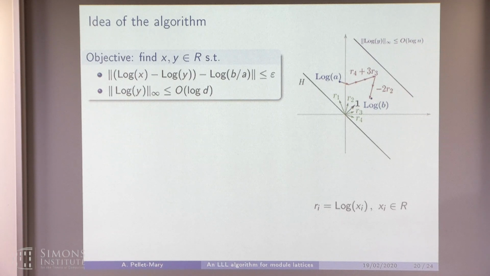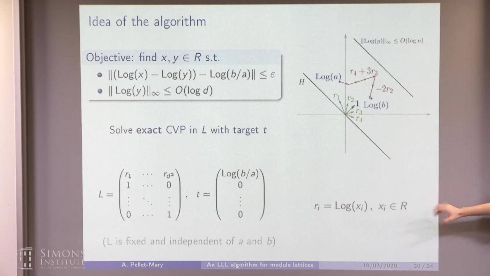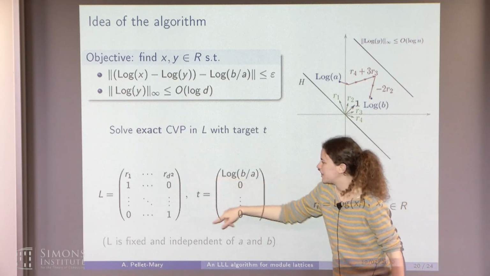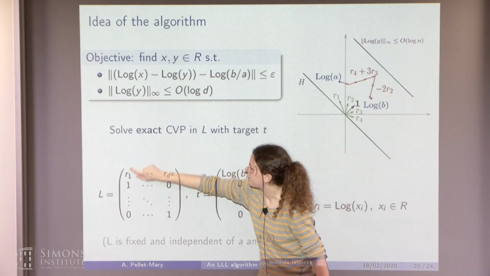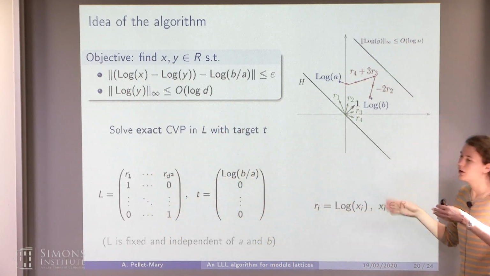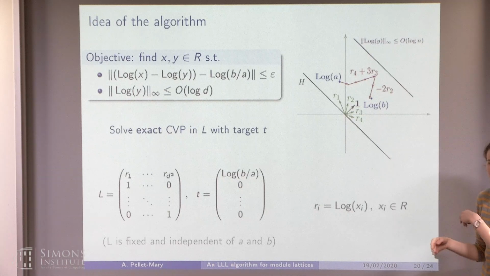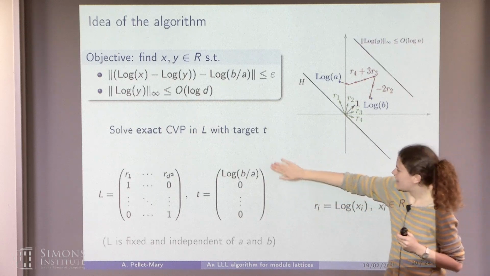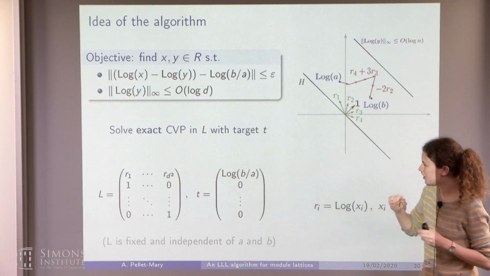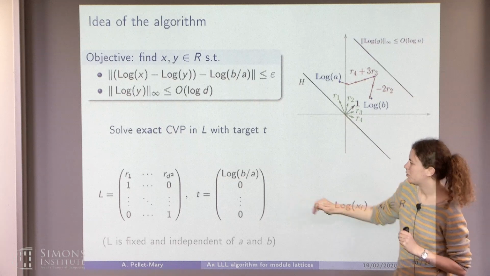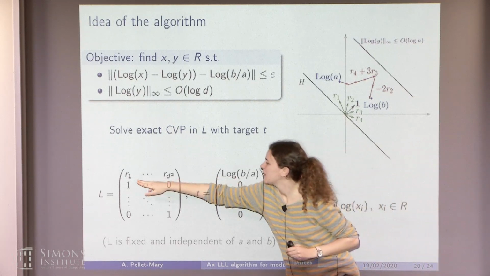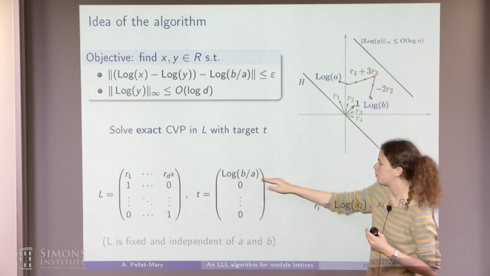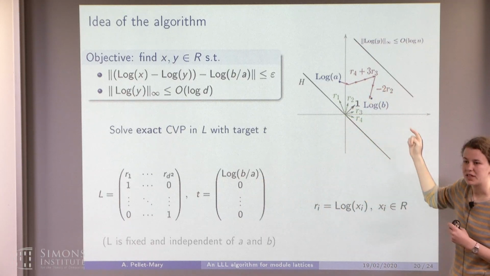So this, I mean, is a picture, but it can be expressed in terms of a CVP problem. So here is the CVP instance. My lattice is going to be, so I have an identity block, and on top of it, so these are vectors, I have R1 up to R d square. I'm going to say that d square is to make the heuristic somehow work. And my target is this. So if I get a vector of L that is close to the target, then in the first coordinate here, I should have a linear combination of this that is close to log b over a. So my first condition is met.